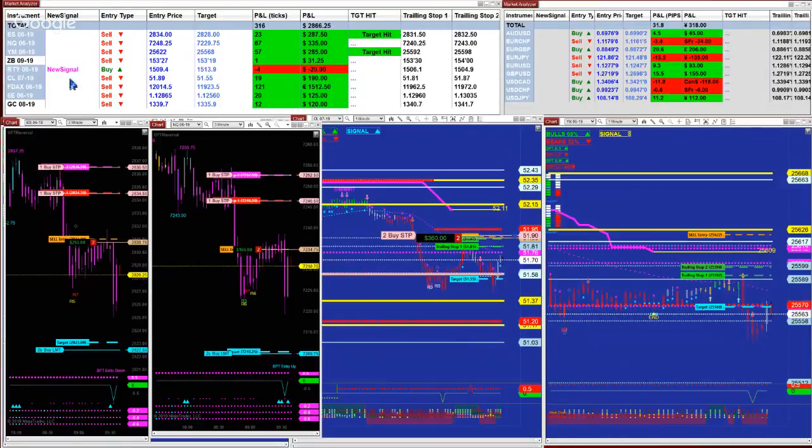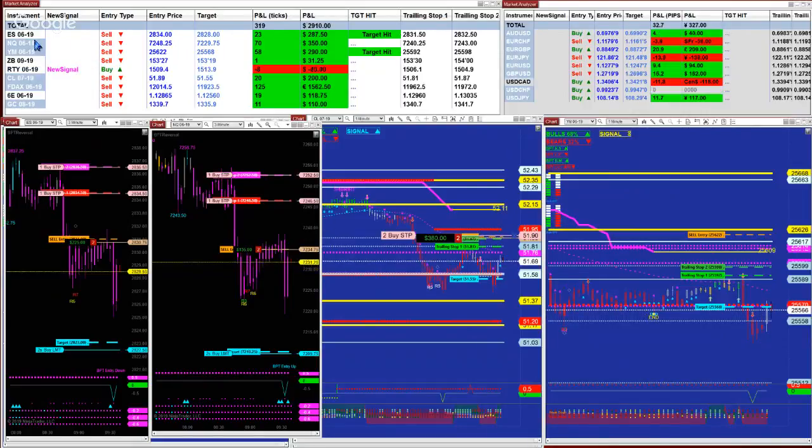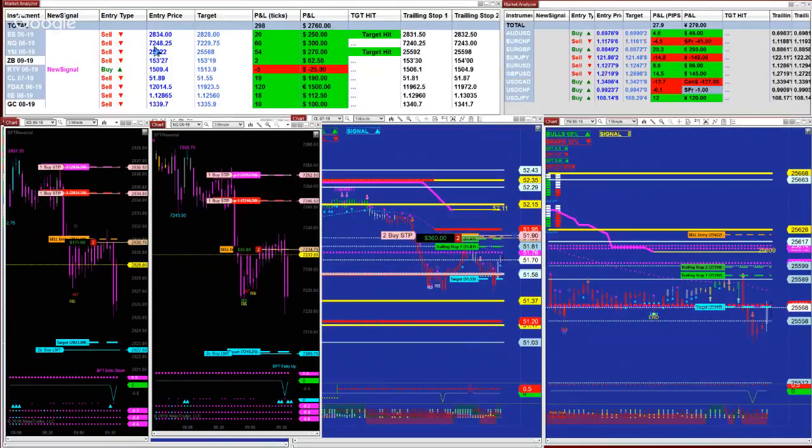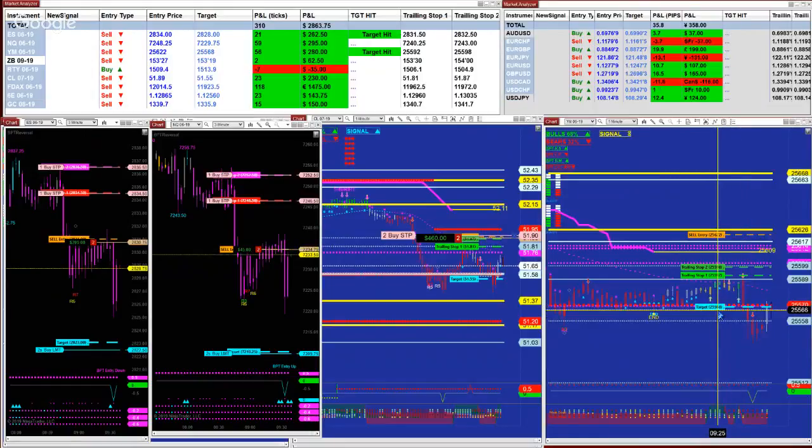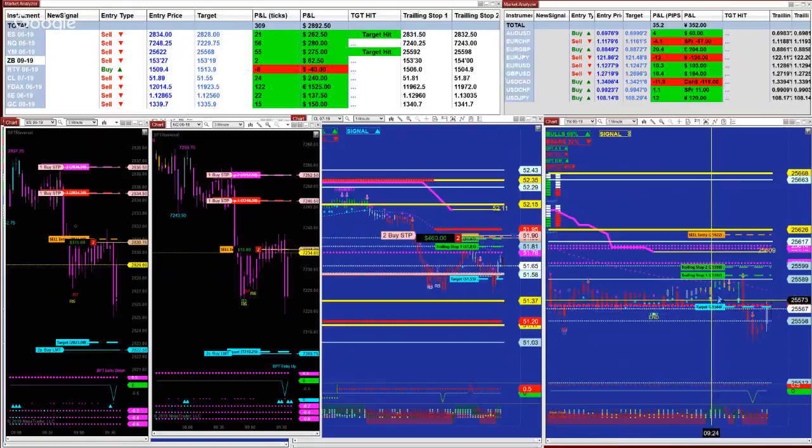You will see the signal in the upper left corner here, and this is the last entry signal. It's not the whole day. It was a sell at 7248.25, target 7229.75. The one at the bottom, the YM, was 56.22, target 55.68, and the target hit. As you see here on the chart on the right, the YM has already hit the target.